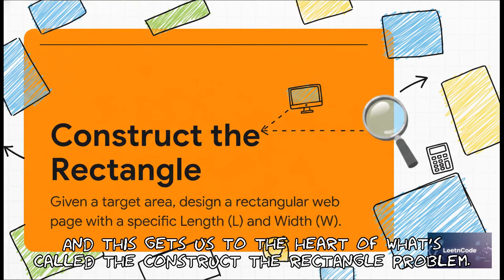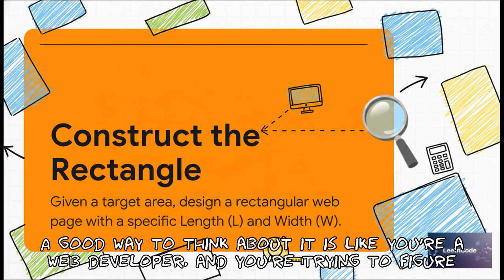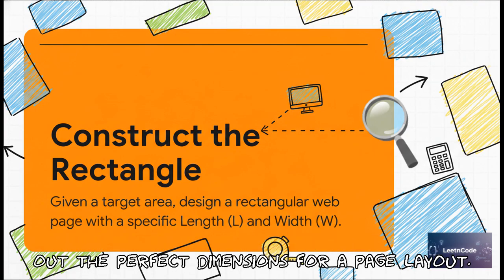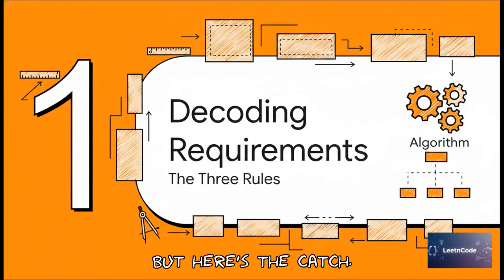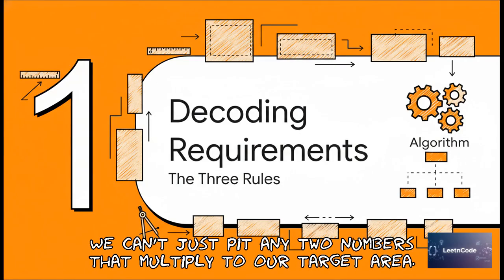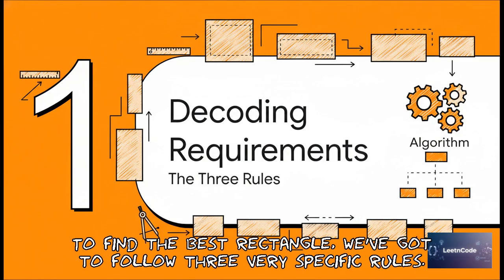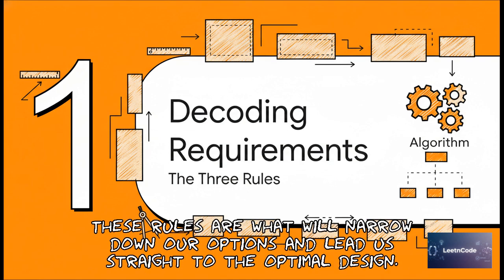And this gets us to the heart of what's called the construct the rectangle problem. A good way to think about it is like you're a web developer, and you're trying to figure out the perfect dimensions for a page layout. You're given a specific target area, and your job is to find the ideal length L and width W. But here's the catch. We can't just pick any two numbers that multiply to our target area. Nope. To find the best rectangle, we've got to follow 3 very specific rules. These rules are what will narrow down our options and lead us straight to the optimal design.